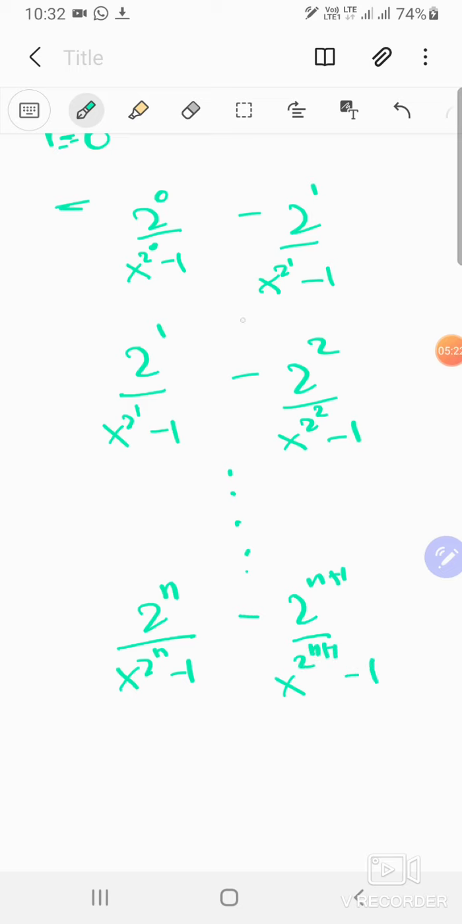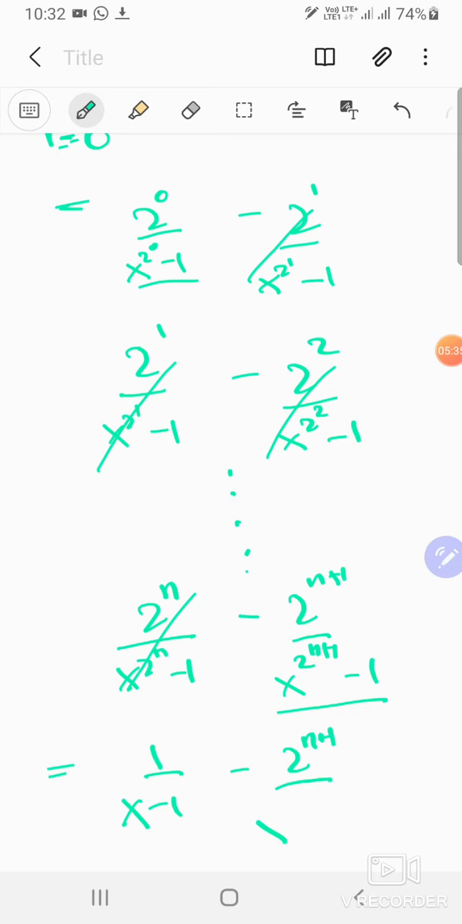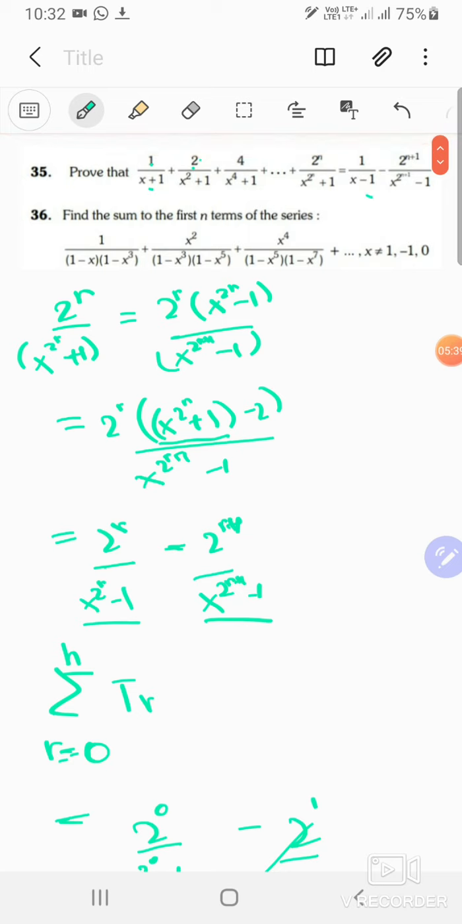So yes, stuff cancels out. You can see that this will telescope, and then this term and that term will be the leftovers, so that will be 1 upon x minus 1 minus 2 to the n plus 1 upon x to the 2 to the n plus 1 minus 1, which is exactly what we had to prove.